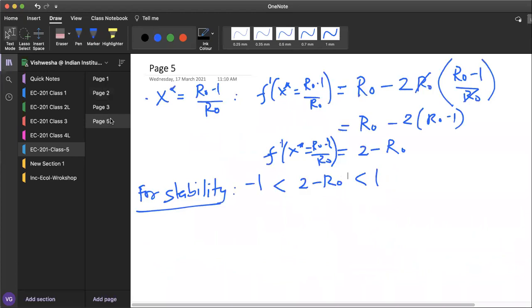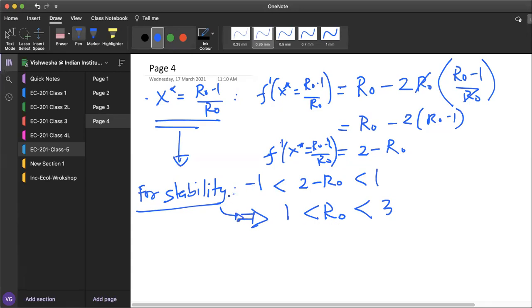So this is the condition for stability, and that leads us to, I mean, just do a bit of algebra here. It's very simple. Take the negative sign and then move things around. You will find that R0 is between 1 and 3, which means for this equilibrium to be stable, R0 must be between 1 and 3. Any questions on this?